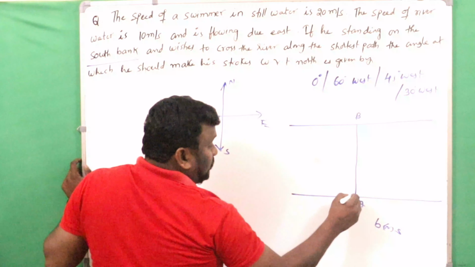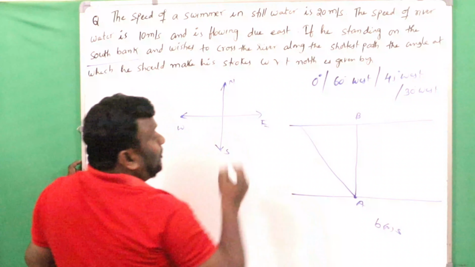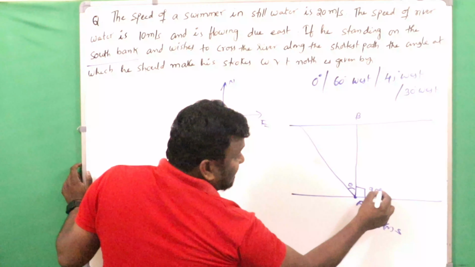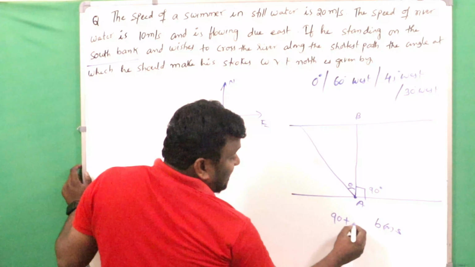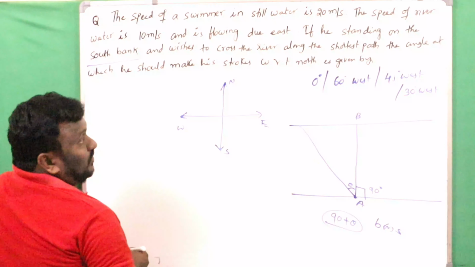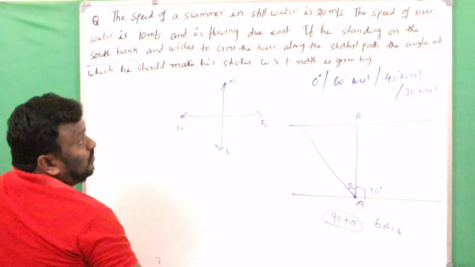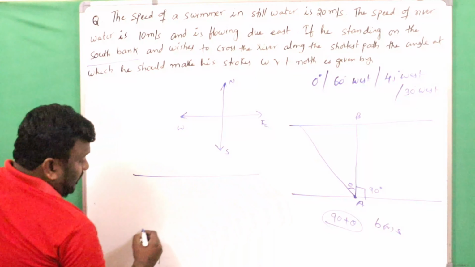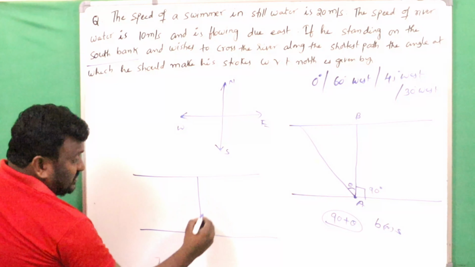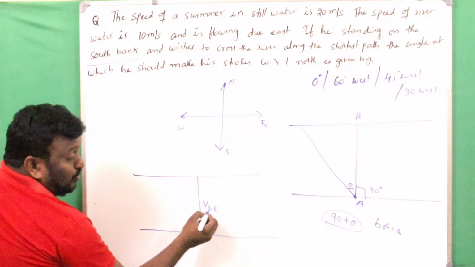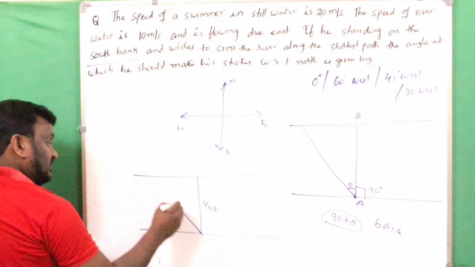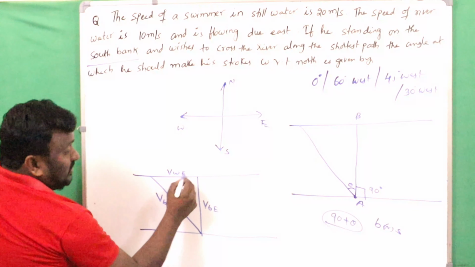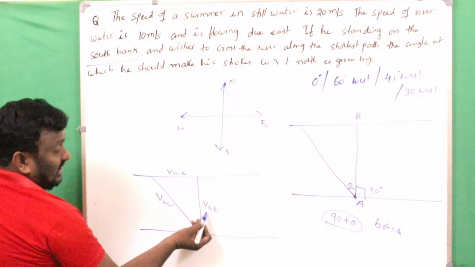Then he wants to move in this direction by making some angle theta. Already 90 degrees is there, and the total angle is 90 plus theta. Now we want to find this theta value, and I am giving a comparison very similar to the previous one. This is VBE, velocity of boat with respect to the earth, this is VBW, and this is VWE. So instead of B you can now write S.